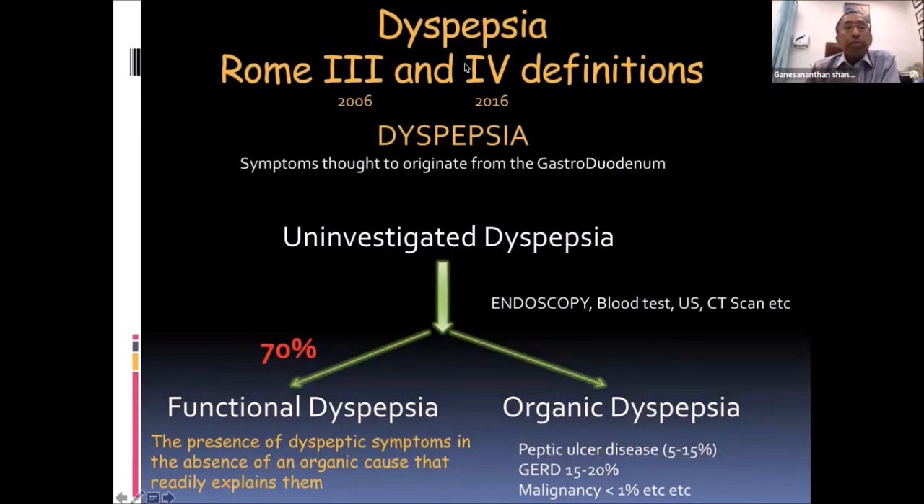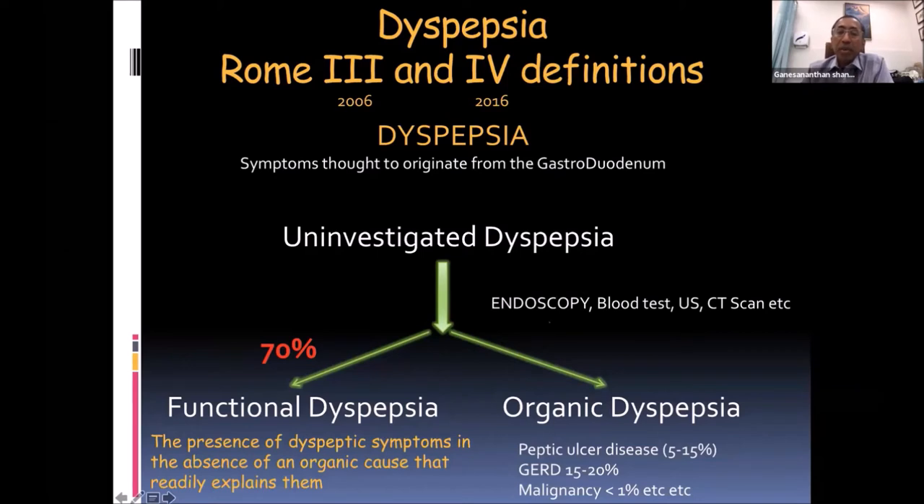Now, dyspepsia, based on the Rome 2 and Rome 3 criteria, will mean symptoms that originate from the gastroduodenal area, as we alluded to earlier. And for uninvestigated dyspepsia, we classify all the patients with dyspepsia, we work them up, and you find that 70% of your patients, a good majority, will have functional dyspepsia with nothing else. And about 30% will end up with an organic dyspepsia, meaning peptic ulcer disease, GERD, or some form of malignancy, which is not very common, provided you've looked at the red flags.